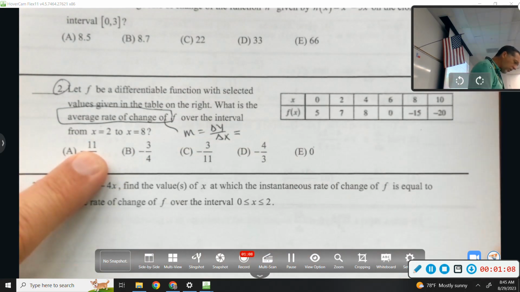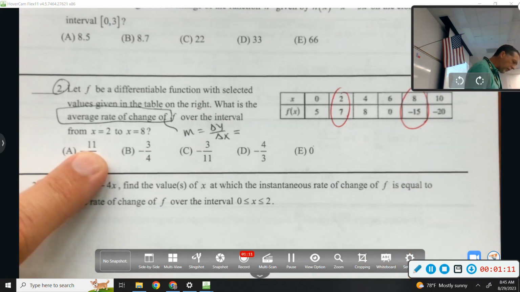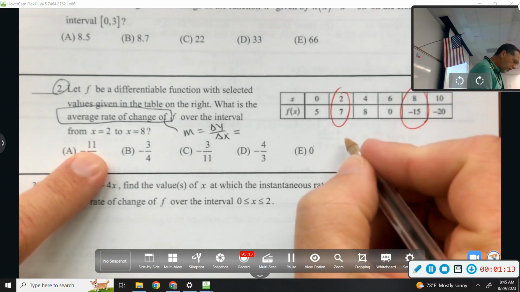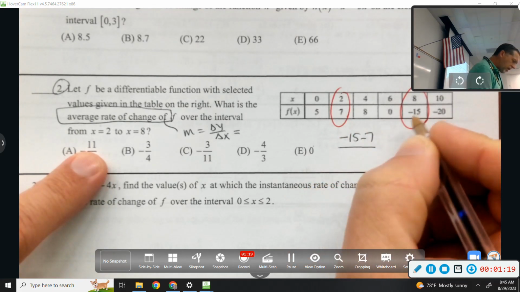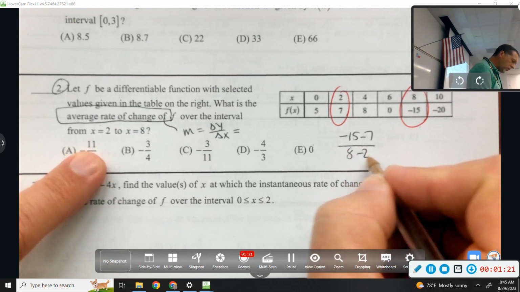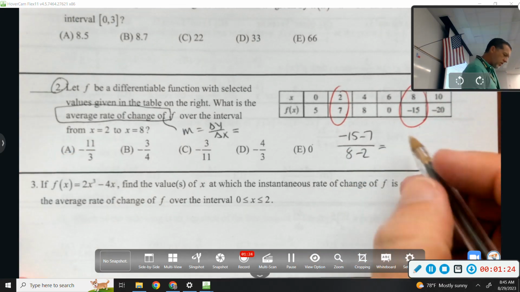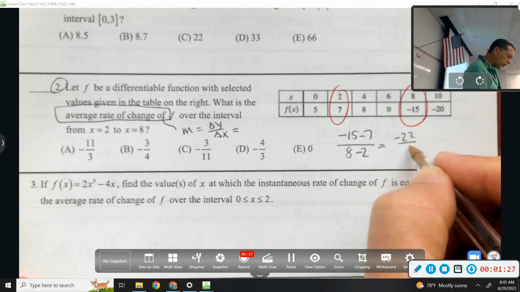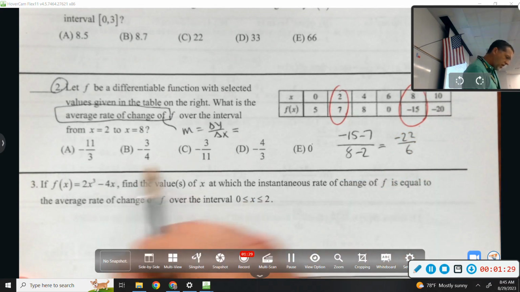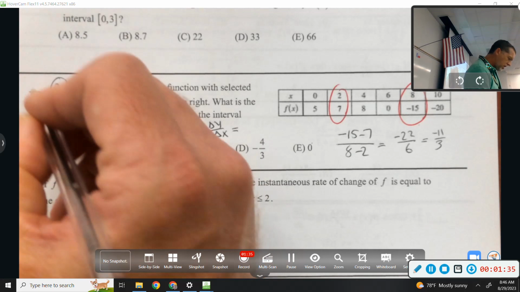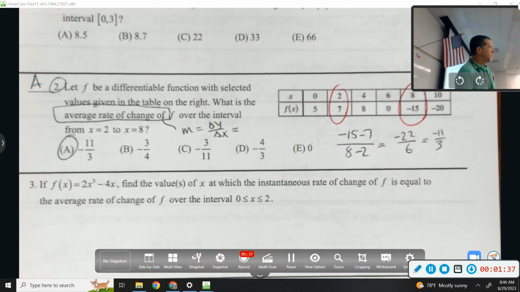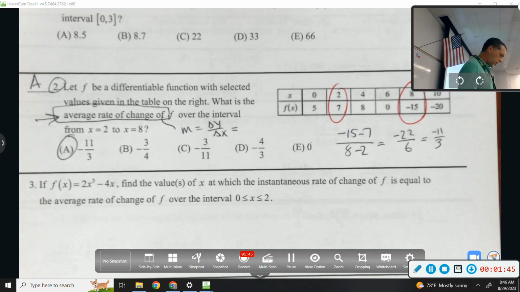But from 2 to 8, so let's make sure we pick off the right values here. So the change in y values would be negative 15 minus 7. And the change in x values would be 8 minus 2. So that's negative 22 over 6, which is negative 11 over 3. Answer choice A. It's an Algebra 1 computation with a calculus terminology.